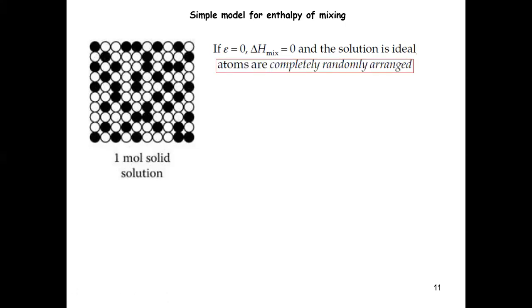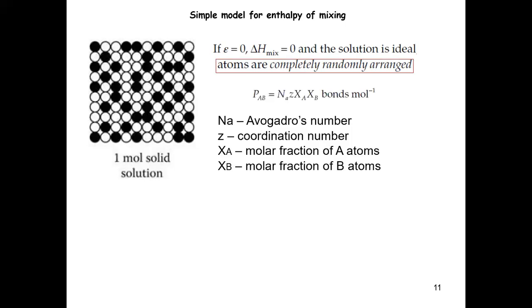And for the ideal solution, this is where our assumption comes in, the atoms are going to be randomly arranged, right? Now we know that in this particular case, I already wrote down this expression for you. I think this is the easiest way. So in the case of an ideal solution when epsilon goes to 0, it's very easy to find out what PAB, the number of AB bonds, is. And the expression is here. This is not straightforward to see, but we can work it out.